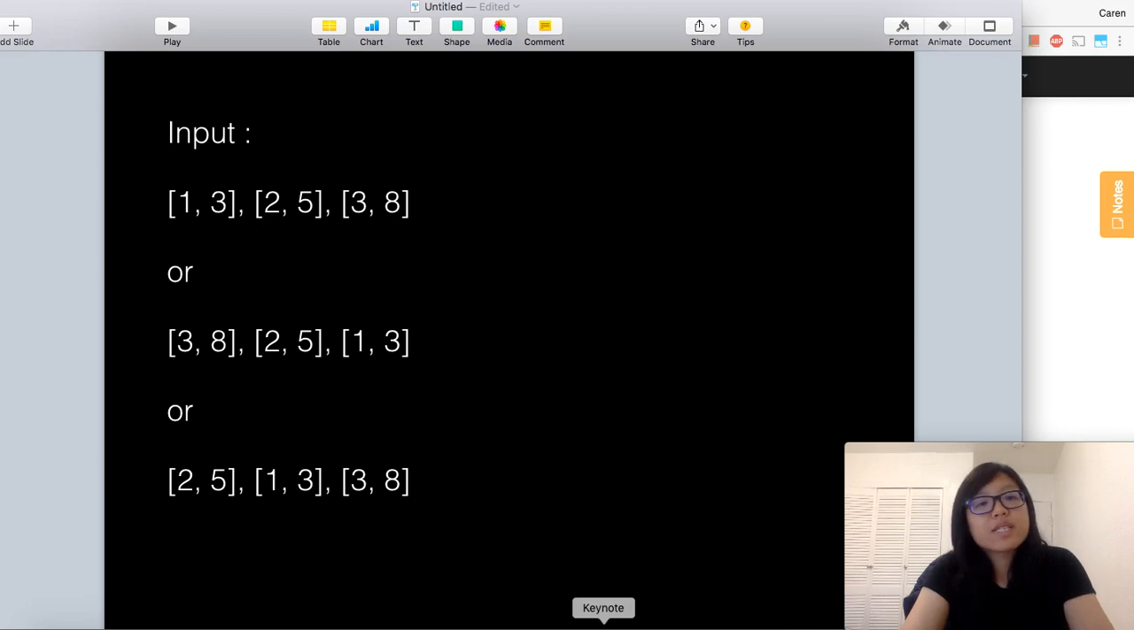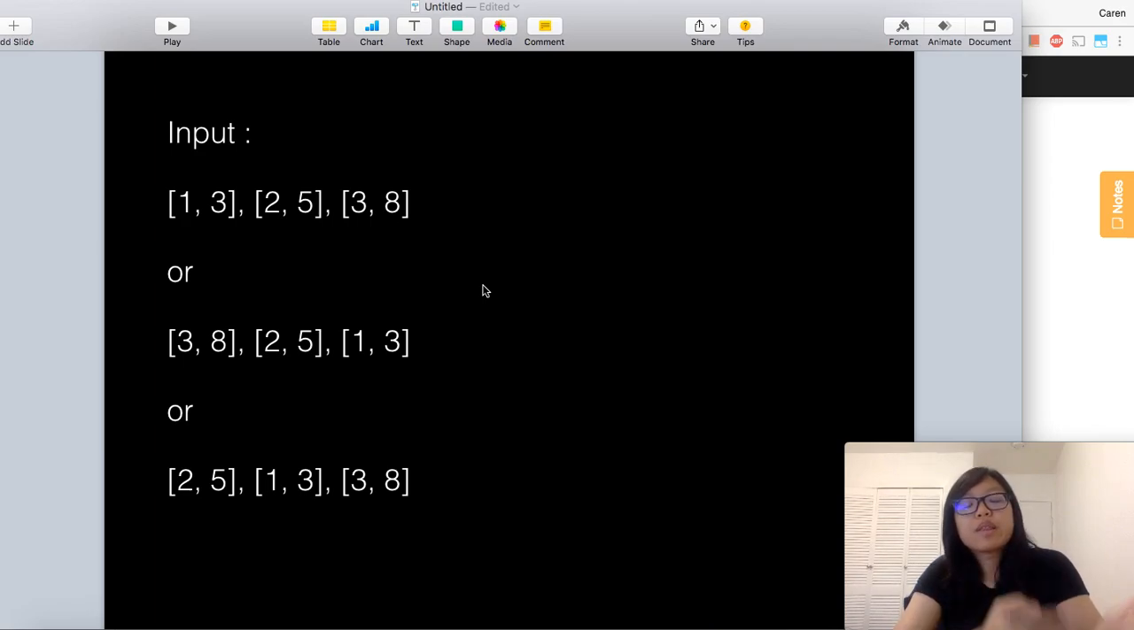So for this example, our input could have been any of these 3. We were just very lucky that what we had was 1 comma 3, 2 comma 5, and 3 comma 8. But it really could have been anything. The 3 comma 8 interval could have been first, or the 2 comma 5 interval could be first, and these would all have to have the same output, because no matter what our input is, we always have the same output for the minimum number of intervals we want to remove. So these all have the same output, but they're coming into us in different orders.